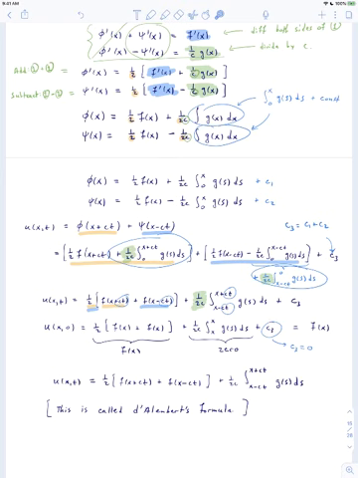c3. But what is this supposed to equal? This is our initial condition. u at x comma 0 is equal to f of x. So we get that u at x comma 0 is equal to f at x plus c3 is equal to f of x, so c3 must equal 0. So that gives us our solution to the Cauchy problem for the wave equation. This is known as D'Alembert's formula, and this is the solution we were looking for.